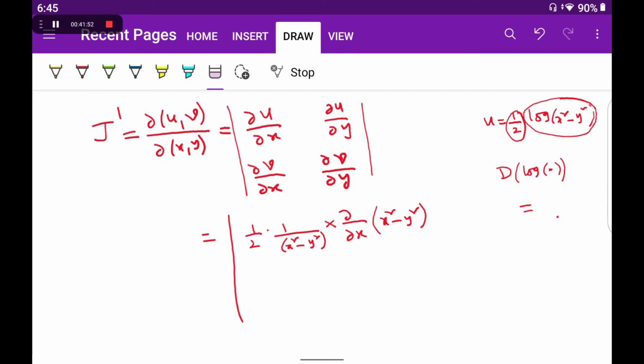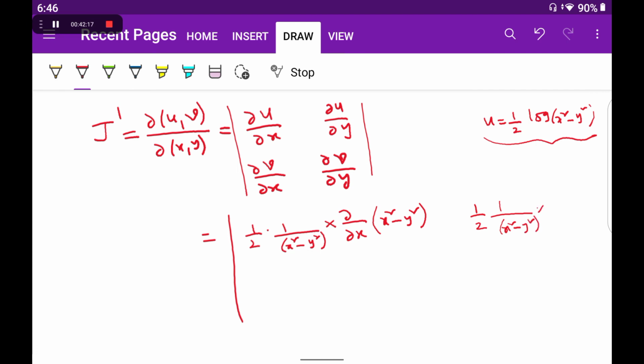Now, what is the second one? Dou u by dou y. We are differentiating this with respect to y. 1 by 2 is constant. Log something derivative is 1 by something into derivative of something with respect to y.